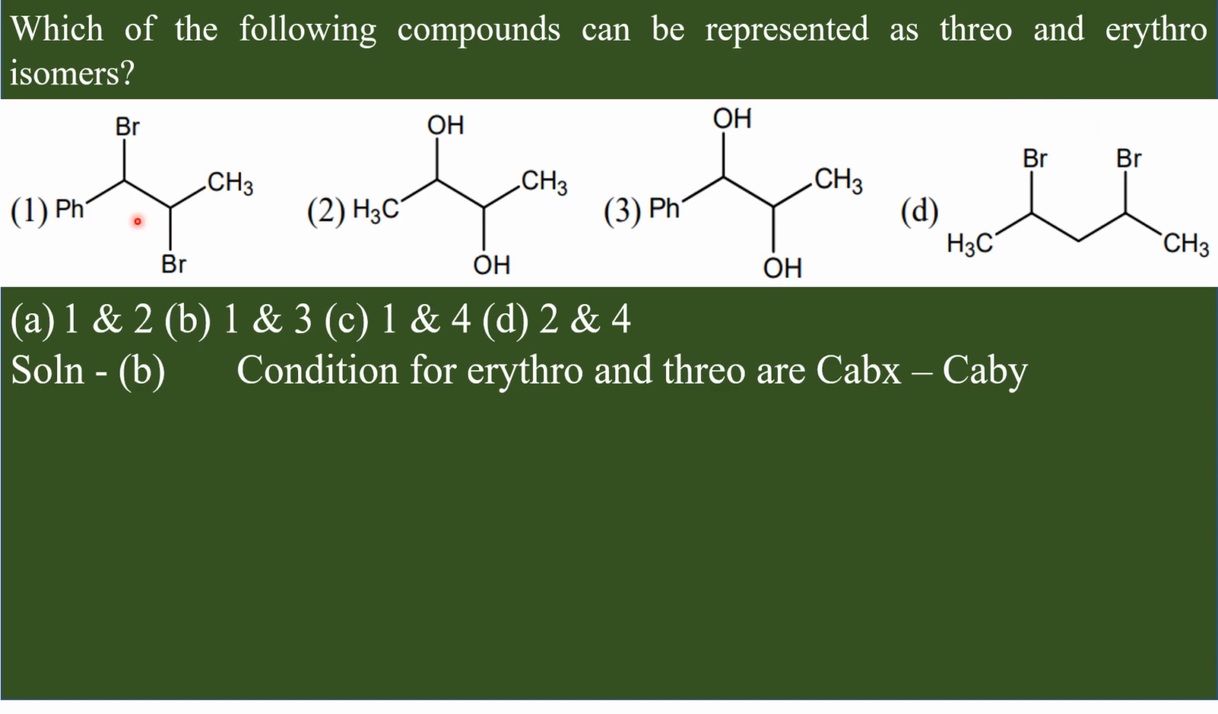Therefore, for compounds 1 and 3 alone, we can assign erythro-threo notations, because these two compounds only fulfill the condition for erythro-threo, that is two chiral centers with the general formula CABX, CABY. Therefore 1 and 3, for these two compounds, that is the choice B. So for these two compounds alone we can assign erythro-threo notations.